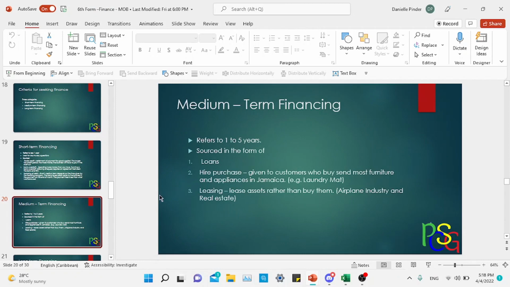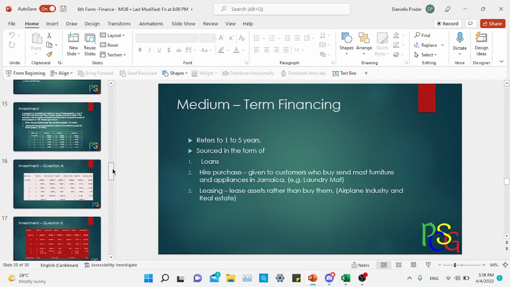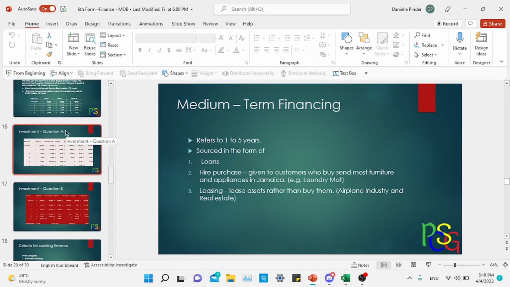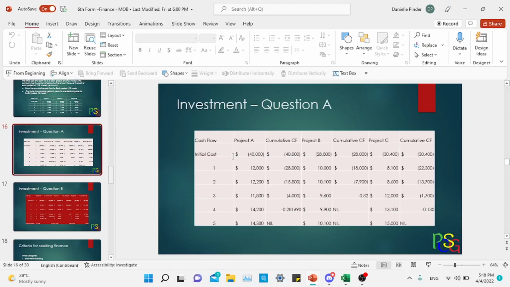We will continue on with financing. But before we get there, I know that you had said that you had done the question. So, were you able to get out the answers?